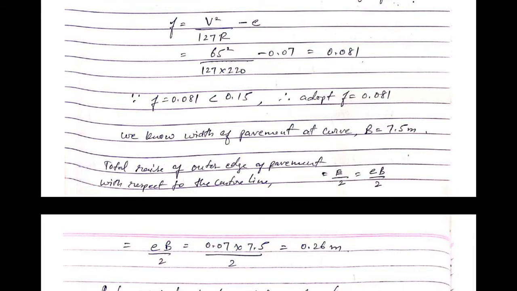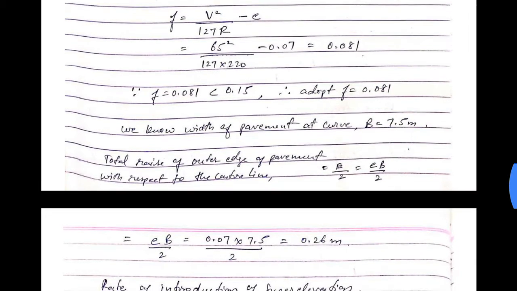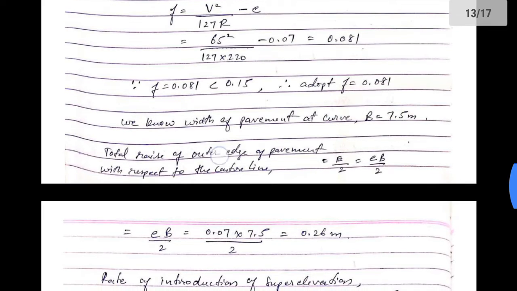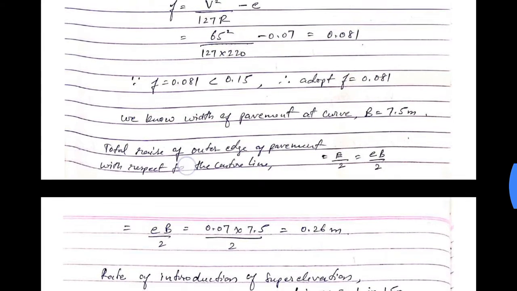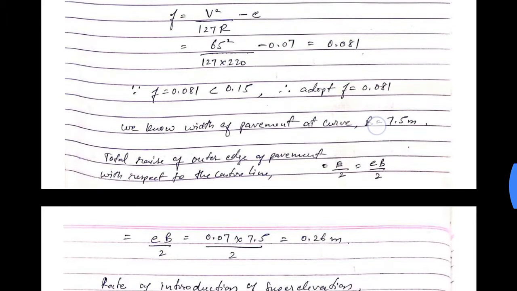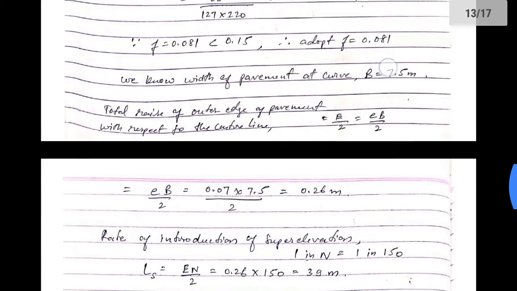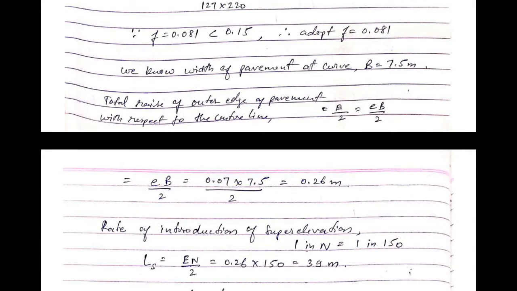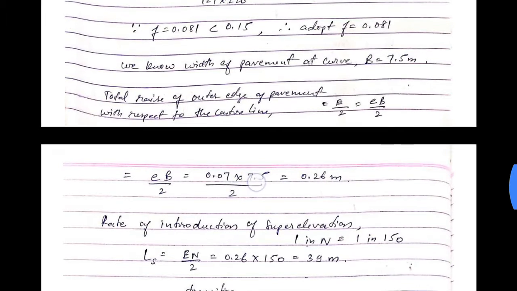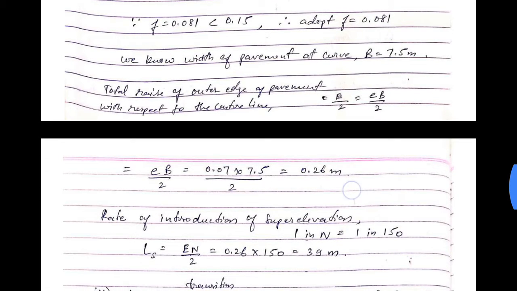The width of pavement at the curve is given in the question, it is 7.5 meters. So the total rise of the outer edge of pavement with respect to the center line, given that the pavement is rotated about the center line, has the formula E into B divided by 2. Substituting E as 0.07 and B as 7.5 divided by 2, we get 0.26 meters.